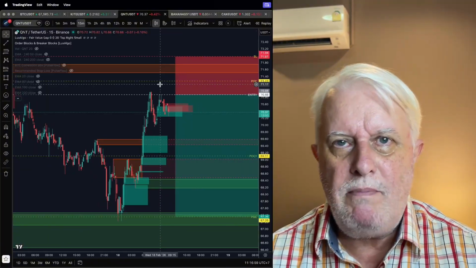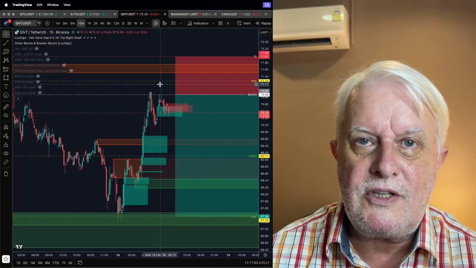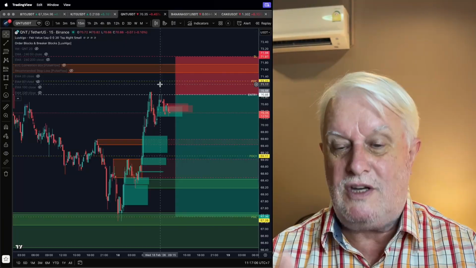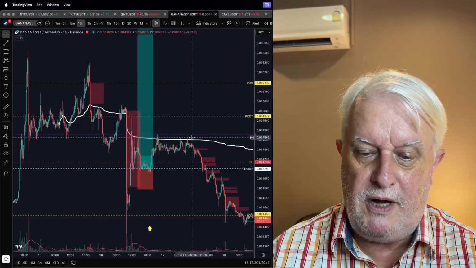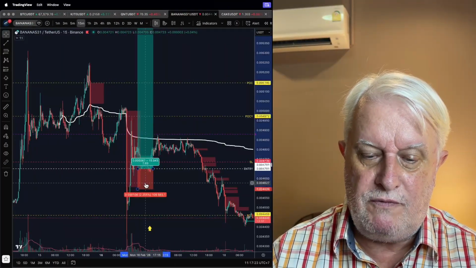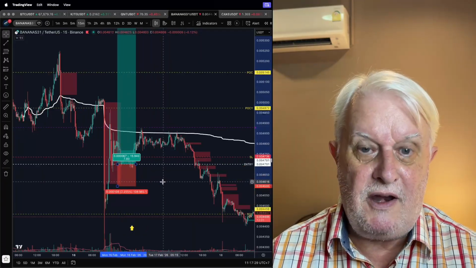Now, if you remember, not yesterday, but the day before, I took a live signal in bananas and I told you yesterday it hadn't finished. This is what happened. There you have it. I was waiting for it to break through here. I moved my stop loss to very tight, just beneath that bearish fair value gap. And I said, let's let it play out.